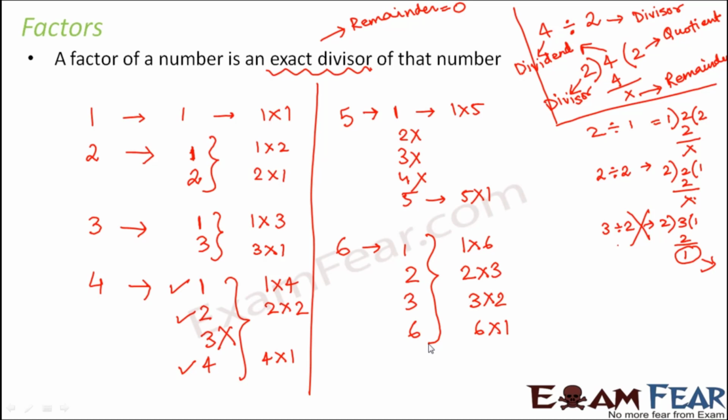So basically, whenever we say factor of a number, that means we are basically talking about the exact divisor of that number. Now, another interesting thing that you will always observe is that the factor of a number will always be either less than the number or equal to the number. It can never be greater than the number.